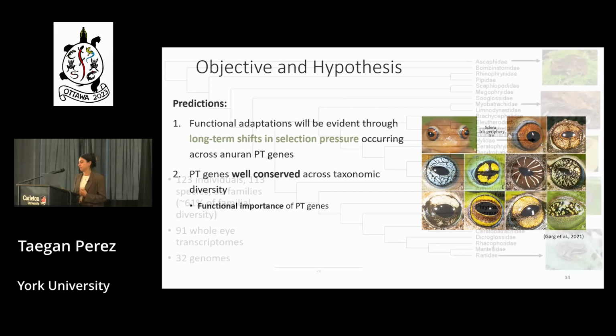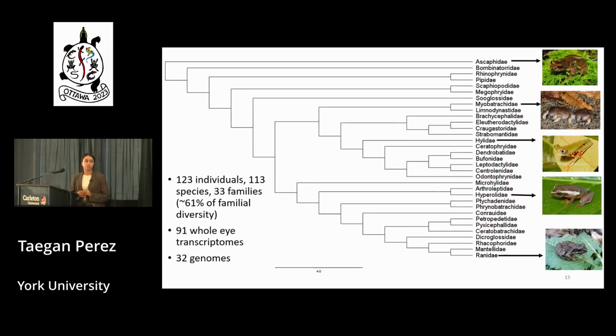And so to do this, I extracted phototransduction gene sequences from 123 individuals representing 113 species and 33 families, which is about 61% of the familial diversity in anurans. And we started with 91 whole eye transcriptomes, but we supplemented our data set with 32 genomes available on NCBI.